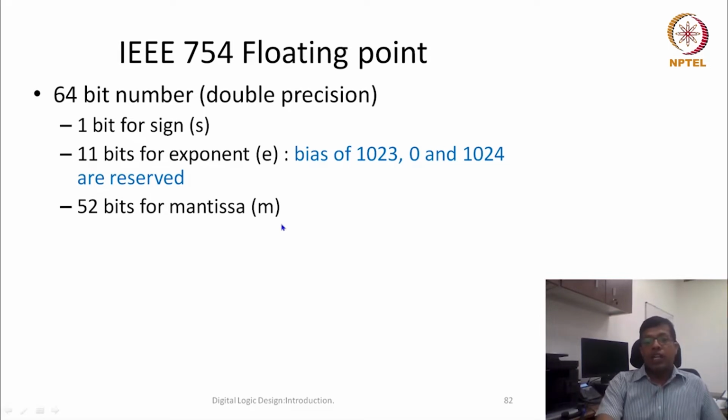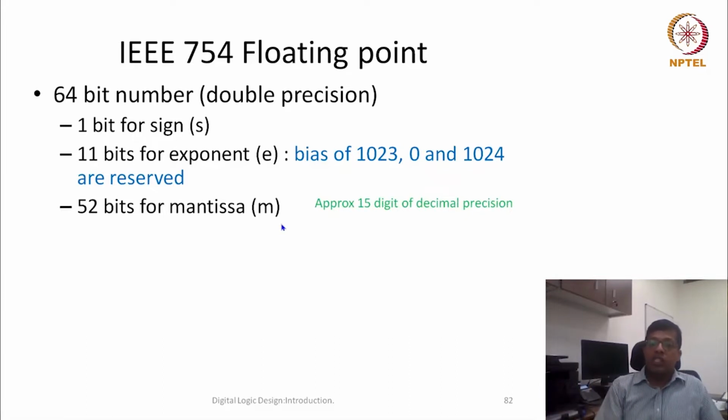Now because of that, what do we see? We see the precision has increased from 7 digits to 15 digits. So this gives us sufficient precision for most mathematical operations.